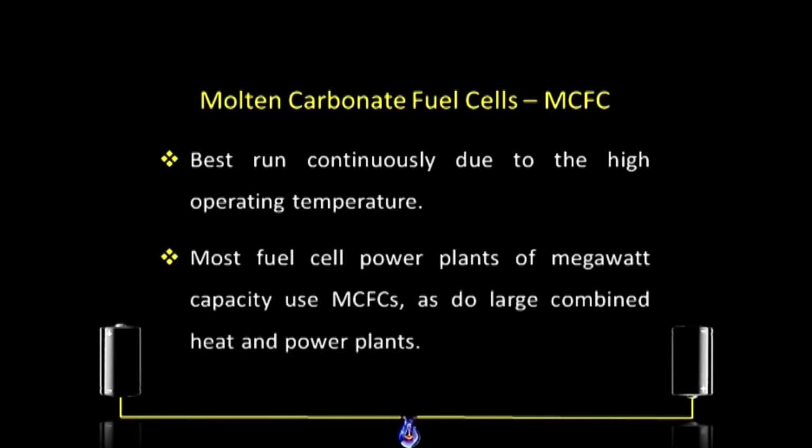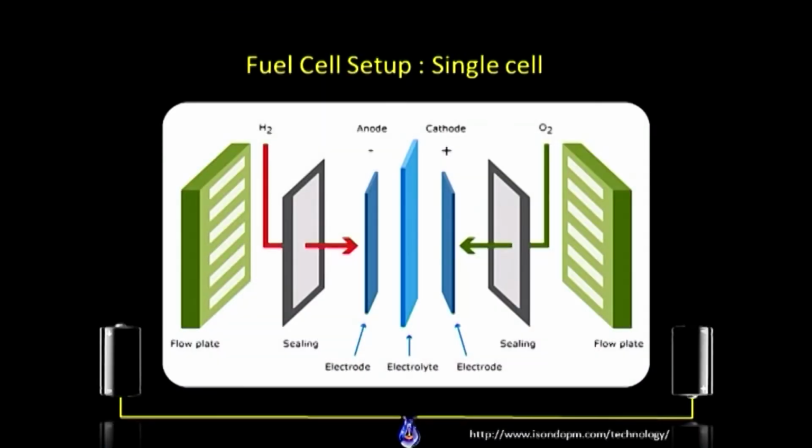Most fuel cell power plants of megawatt capacity use molten carbonate fuel cells, as do large combined heat and power plants, because these fuel cells operate at a very high temperature and can give high efficiency at megawatt power. Now the fuel cell setup.